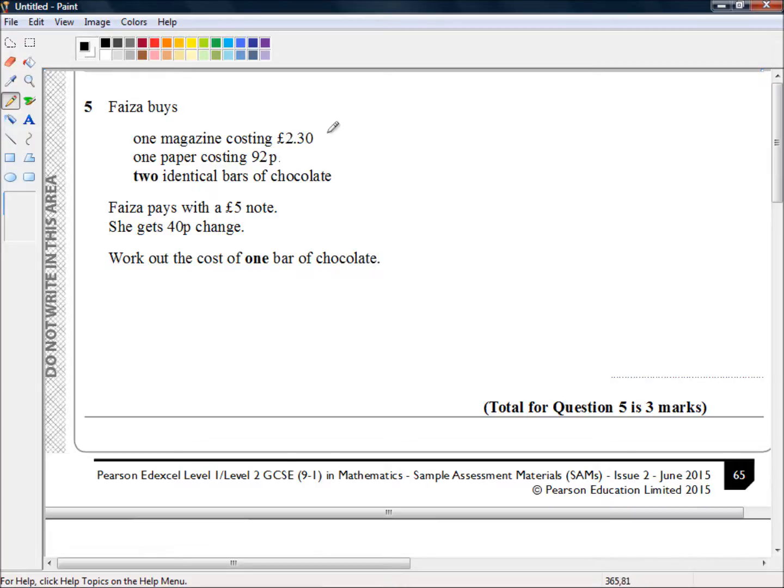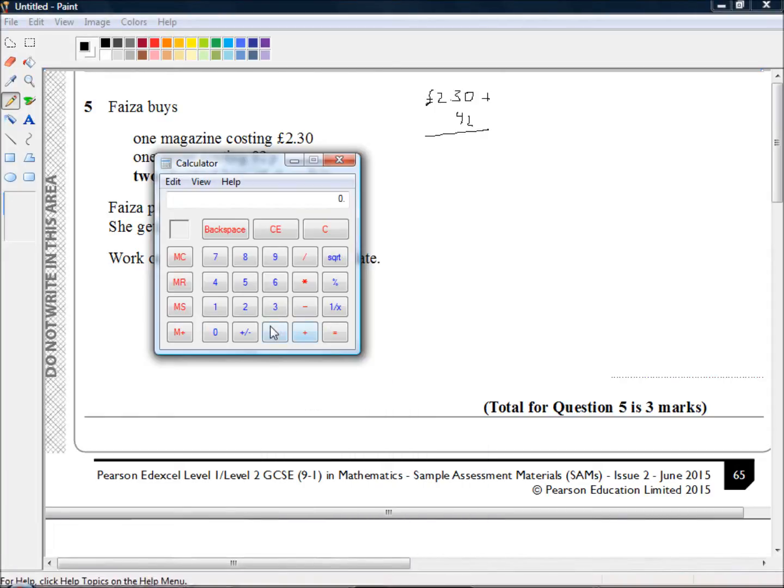Where they get you is you've got your pounds and your pence given in different formats, and it's easy to get confused between the two, so always watch out when you're doing your pounds and pence. Okay, so one magazine costs £2.30, one paper costs 92p, so we just add these up. So that's £2.30 plus 92p, and we are allowed to use a calculator, so let's use the calculator.